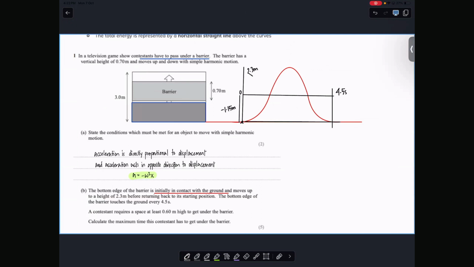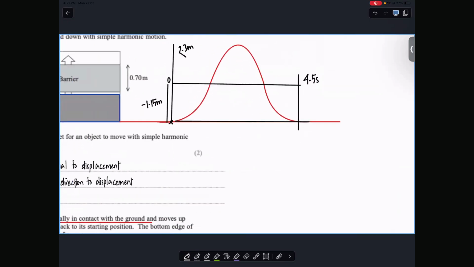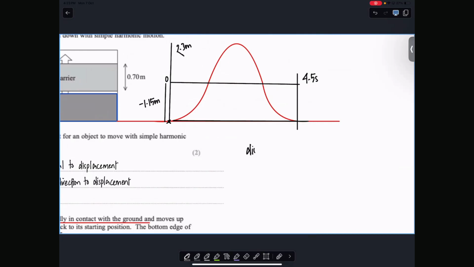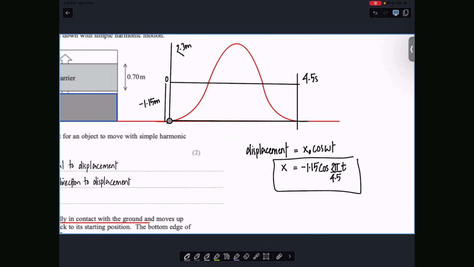4.5 seconds. So I want to form an equation for this motion right now. Can you tell me what the equation should be? Is this sine or cosine? Yeah, so the displacement equation is going to be, what was the general formula for the displacement equation? Yeah, x naught cos omega t, right? So we need to make some correction here. Is my initial displacement going to be positive or negative? Negative, right? So minus 1.15 cos omega t, where omega is 2 pi divided by 4.5. This is the equation for my displacement. Then you can start doing your question.